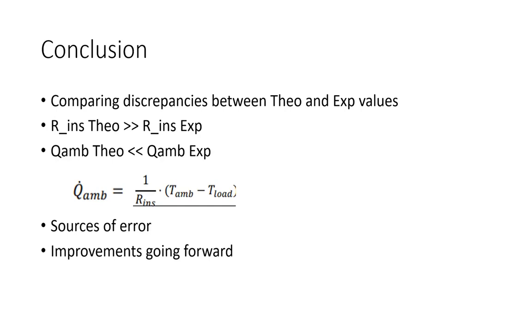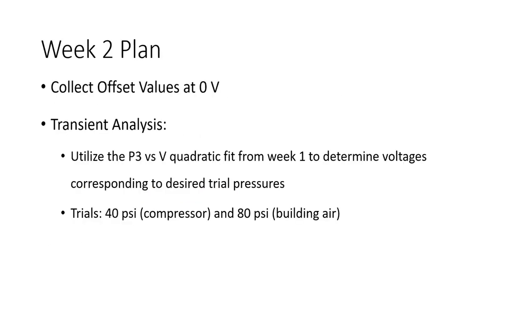Our team believes that discrepancies between experimental and theoretical values could be lowered if the lab is conducted with an insulation block of higher quality. If the styrofoam block was more uniform in shape and didn't have any physical deformities, the team would expect our R insulation and Q ambient values to align more closely to the theoretical values.